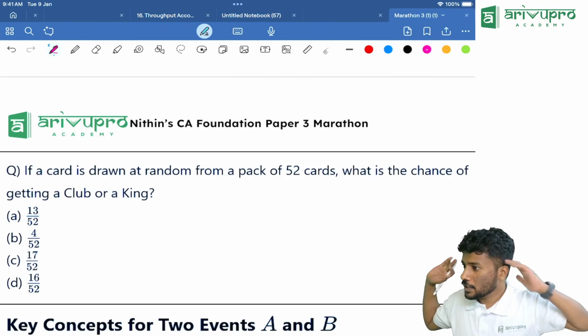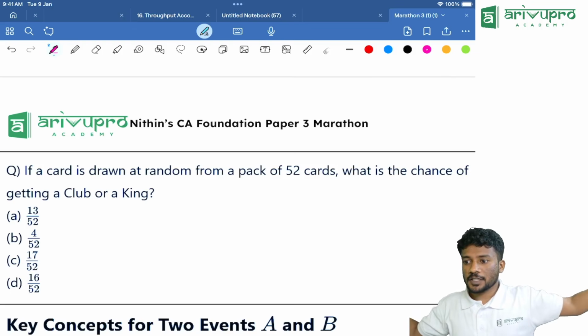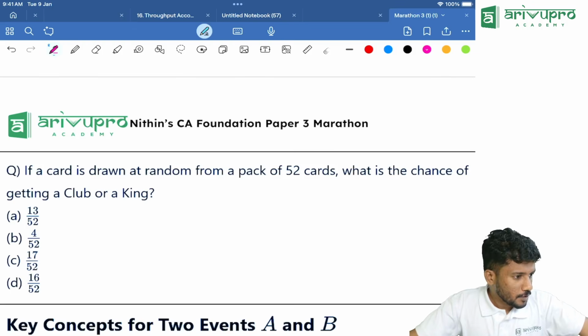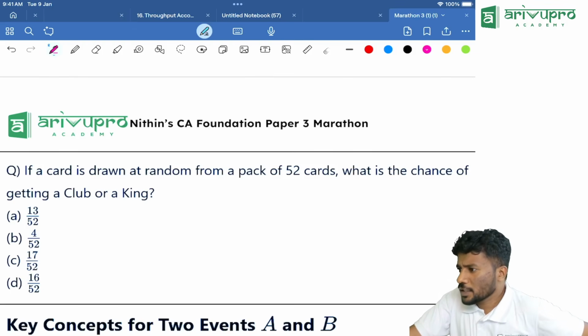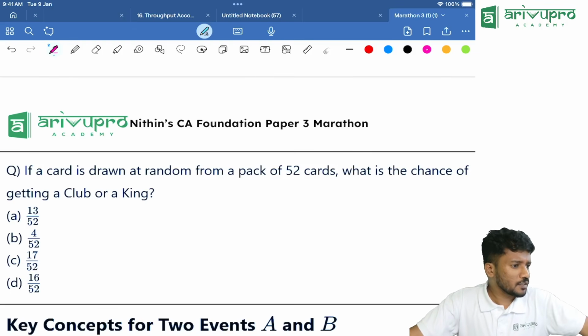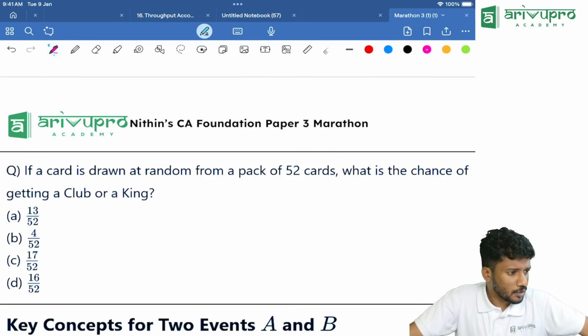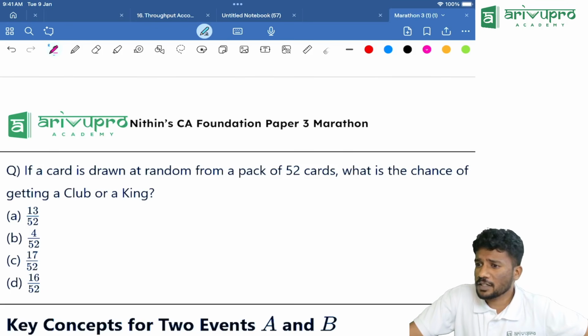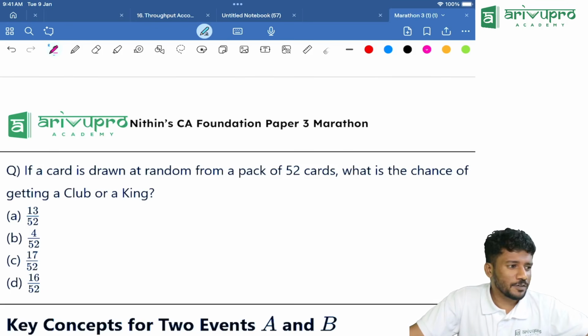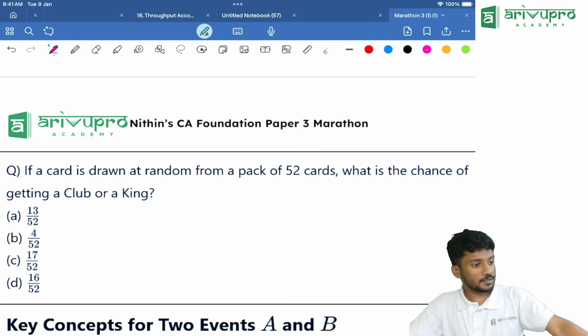Full day means I'll be starting from the morning, mostly at 8 o'clock. I'll be going till 6 or 7. Every day it will be continuous. I'll give you 1 hour break in total. Sometimes it will go more than 7 the same day.